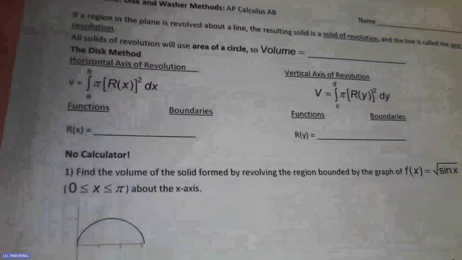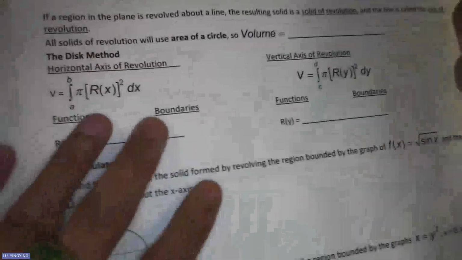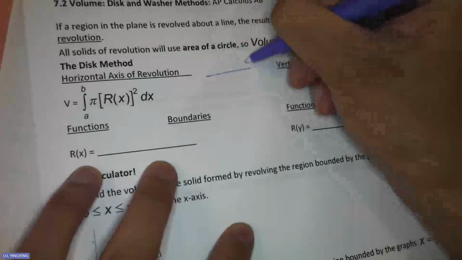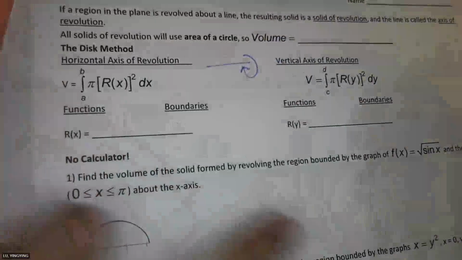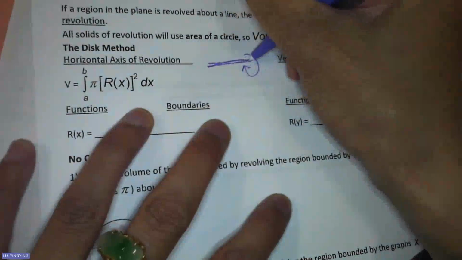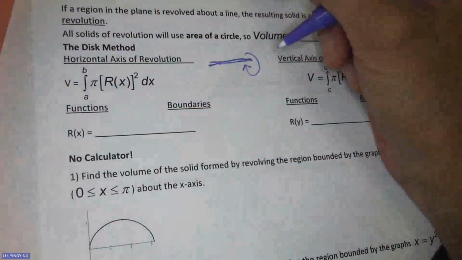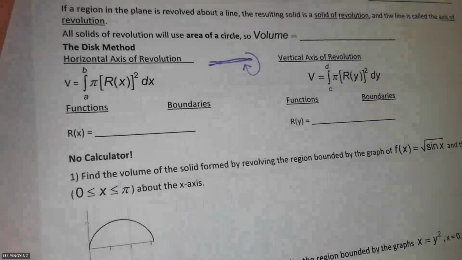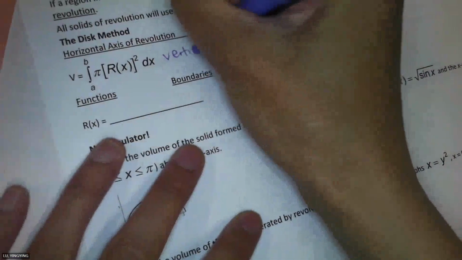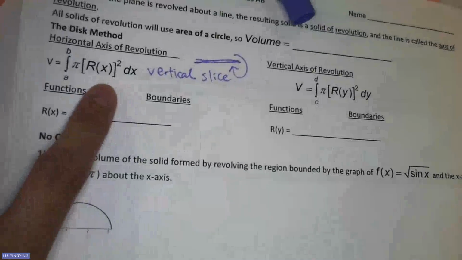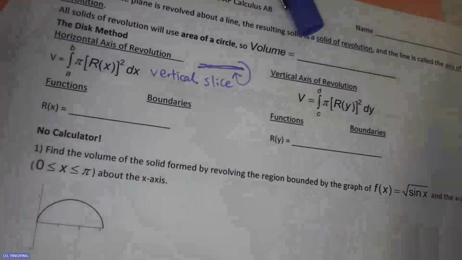If you have a horizontal revolution, which means a horizontal axis of revolution, which means you are revolving about this way. This is the confusing part, okay? If I have a horizontal axis of revolution, you are actually rotating vertically. So it's kind of like spinning this way about the horizontal axis. So that's a vertical slice, in which everything is in terms of x, like r of x, d of x, a and b are x.